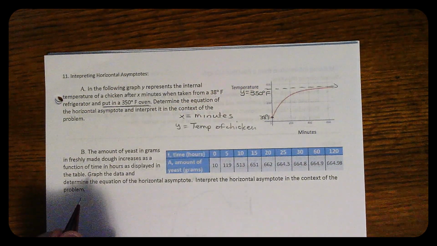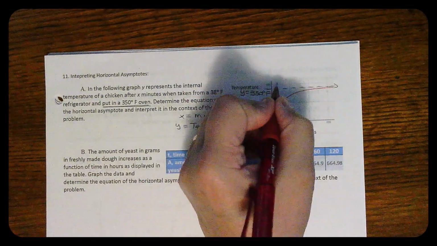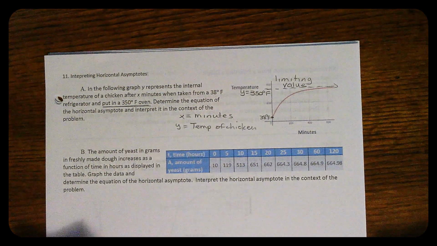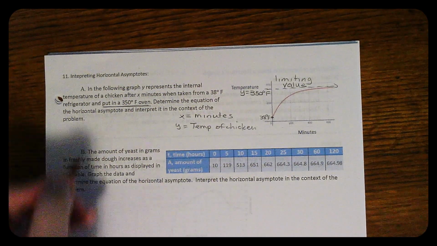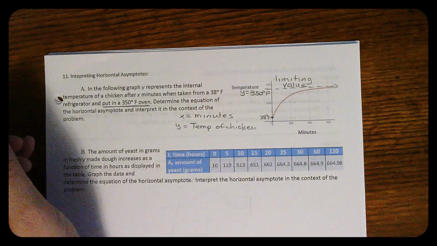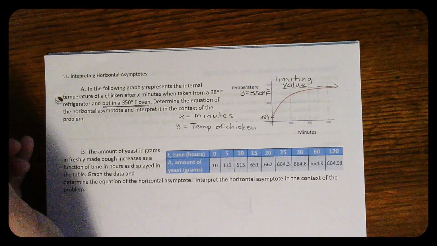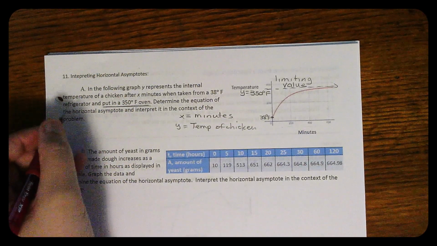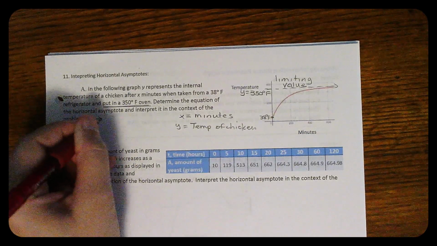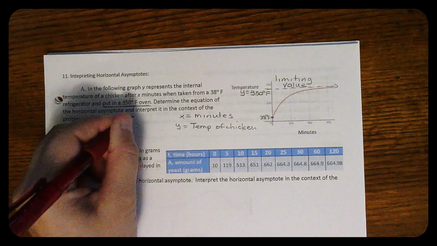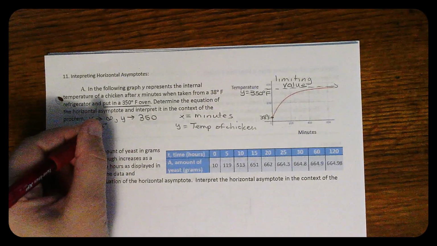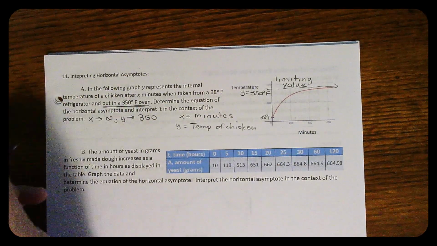So that horizontal asymptote, in this context, we like to call a limiting value. So we might ask you, what is the limiting value for this word problem? What that means is there's something that's limiting the rise in the temperature of the chicken, and that's the oven, which is only 350 degrees. To interpret a horizontal asymptote or a limiting value, we're basically going to interpret this end behavior notation in English: as x gets really, really big, y is going to approach 350.